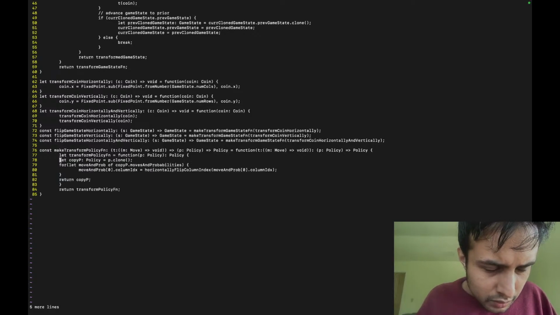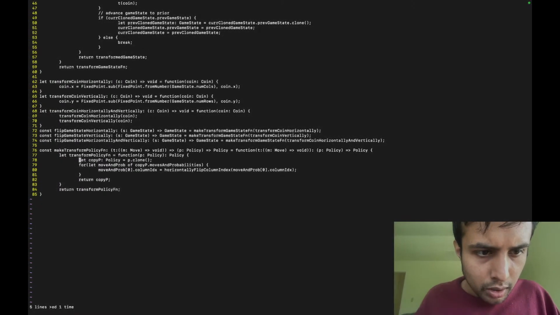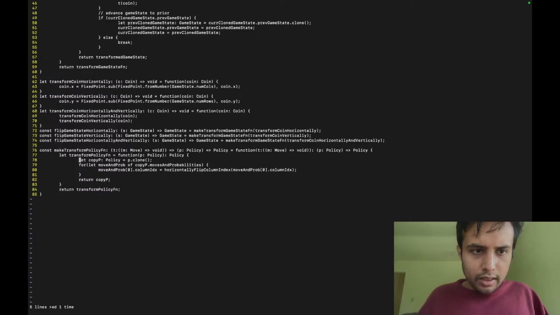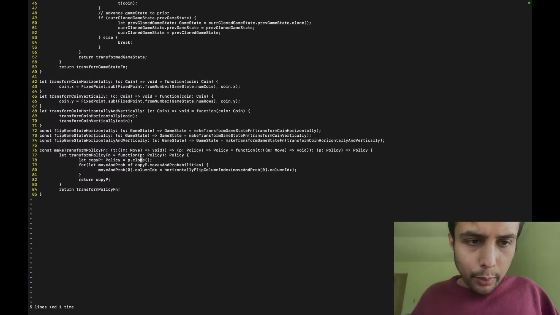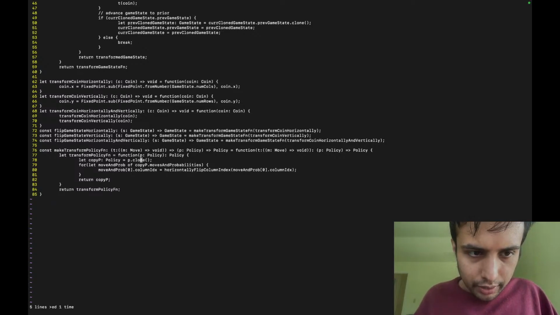I have to indent it to make it make sense. So first thing we do is we take this input policy and we make a clone, just to make sure we don't mutate it. So first we clone the policy. That's step one. And then for each move in the policy, what do we do? Well, we apply the transformation function.